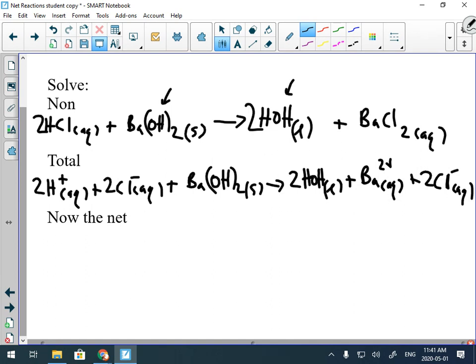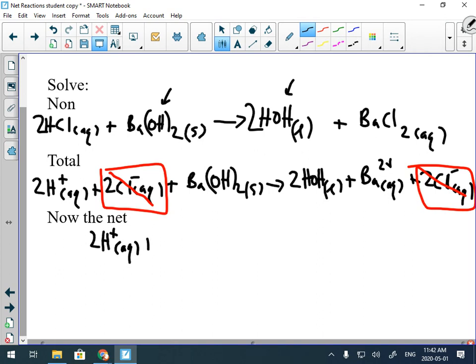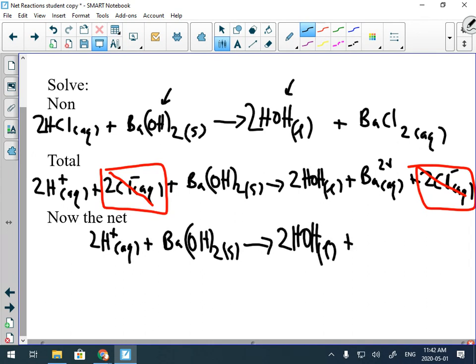Okay, moving on to the net. So what is exactly the same on either side of the reaction? There's only one entity, and that is the chloride ion. Those are our spectators, and we remove them for the net. So 2 hydrogen plus barium hydroxide gives us 2 water and barium ions.